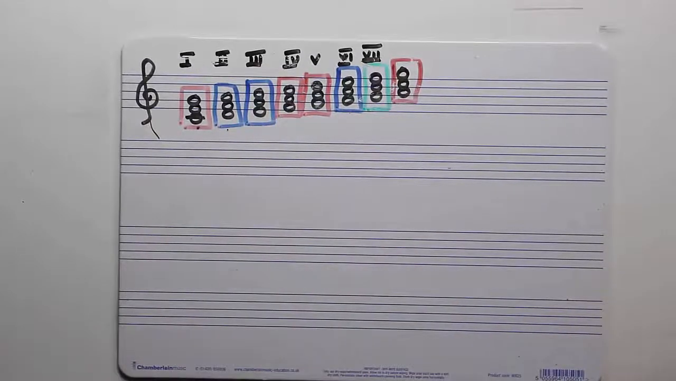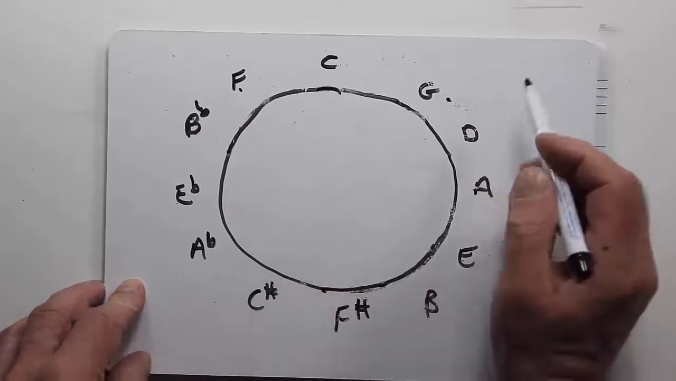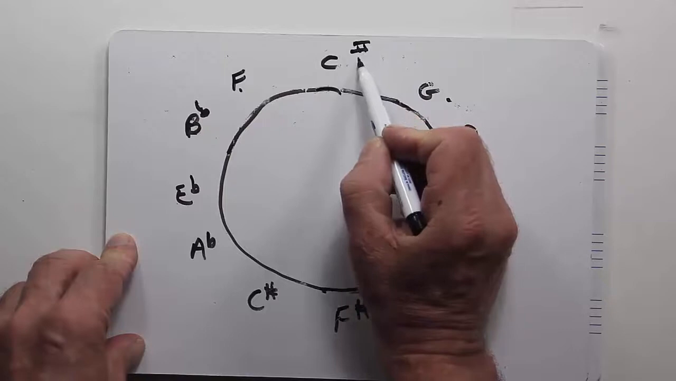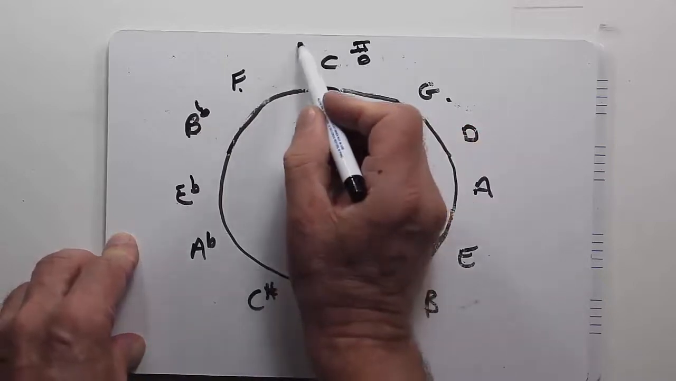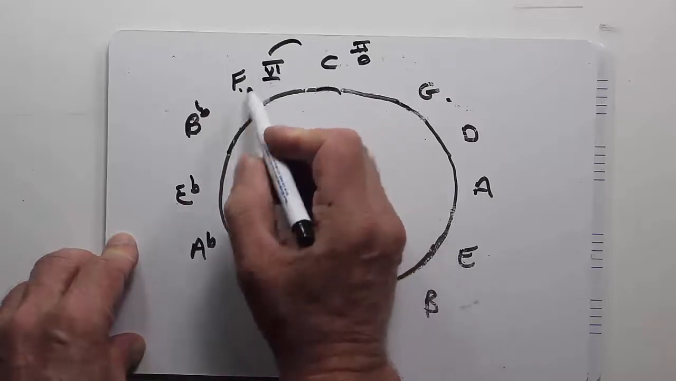So let's have a look on the circle of fifths, see if we can see any pattern running through this. So let's have a look at this second chord here, which would be D. That would appear here, if we go back one, in the key of F as the 6 chord, which we've seen.